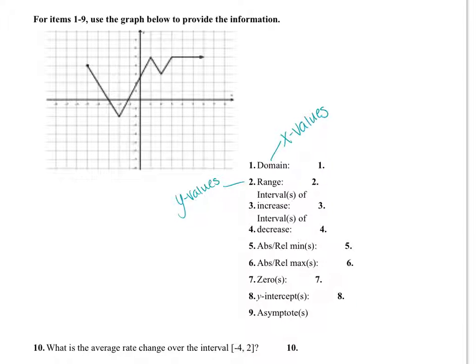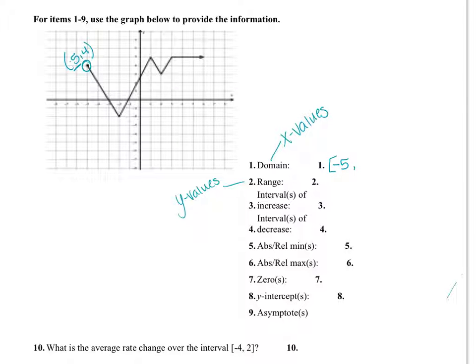For domain, we look and see where our function is starting, reading from left to right. We can see that we've got this point right here, which is at -5, 4. The x value that goes with it is -5. So our domain starts at -5. Since it actually reaches -5, it gets a bracket.